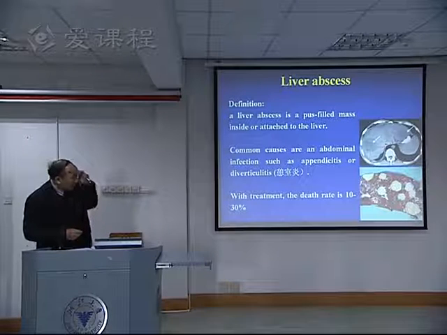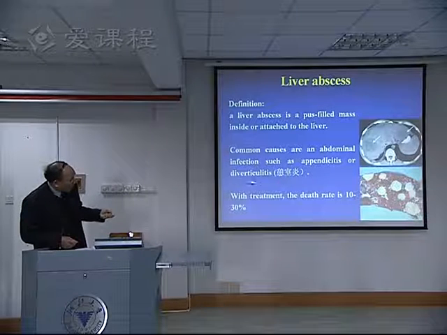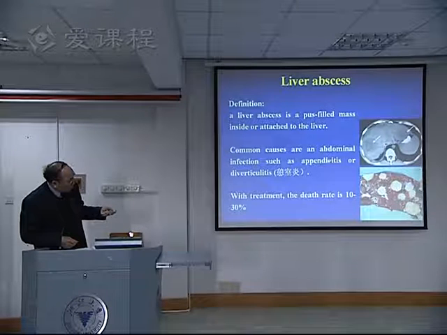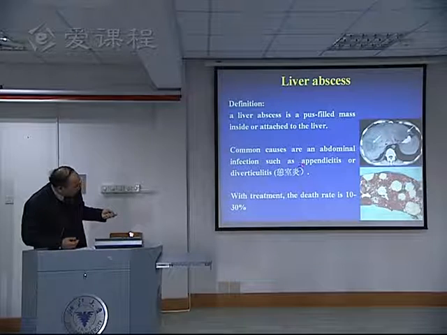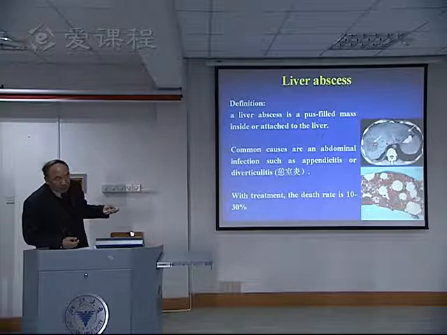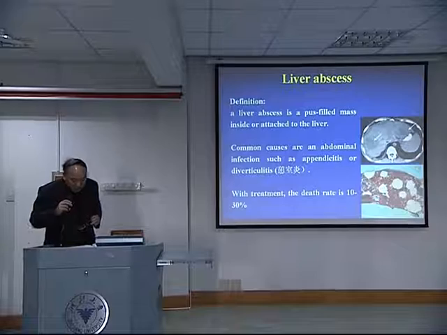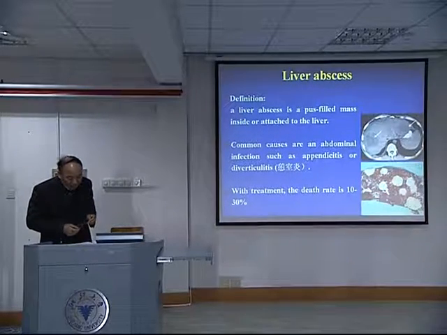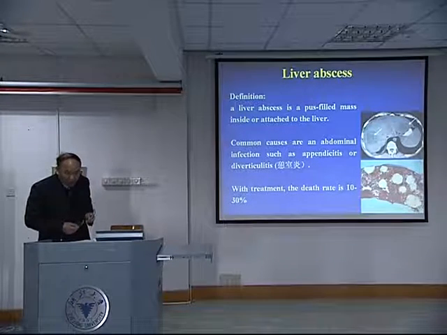For example, appendicitis or diverticulitis is very common. Usually the bacteria from appendicitis or diverticulitis travel by a pathway into the liver and form an abscess. So a liver abscess has a high mortality, about 10 to 30%.